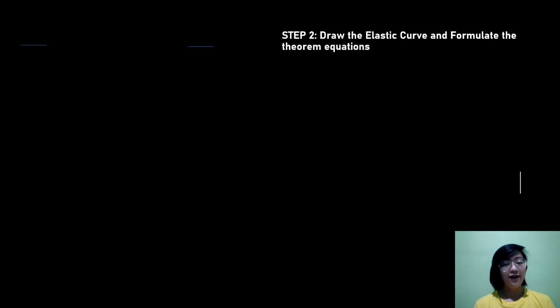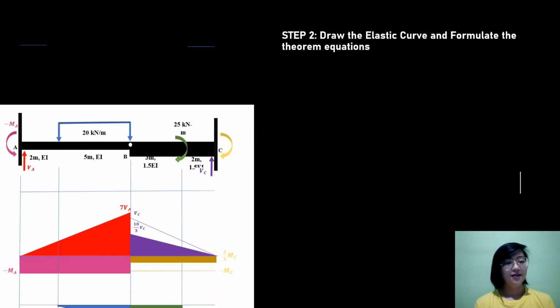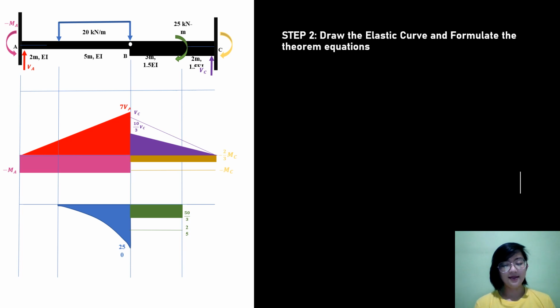So, sa step 2, draw the elastic curve and formulate the theorem equations. So, ito yung problem natin, and let's imagine the elastic curve in this problem. Fixed support siya, fixed support yun din yung point C. So, ang magiging possible elastic curve nito is, ito, diretso muna kasi fixed support, tapos bababa kasi yung mga load natin, tapos, pabalik dito. Ayan. So, magiging ganyan yung elastic curve natin kasi fixed support in both ends.